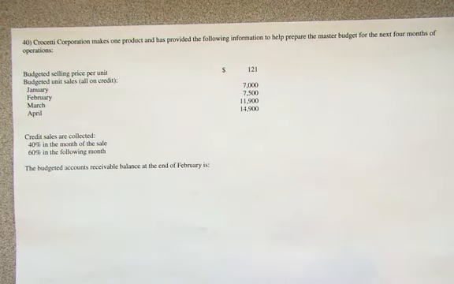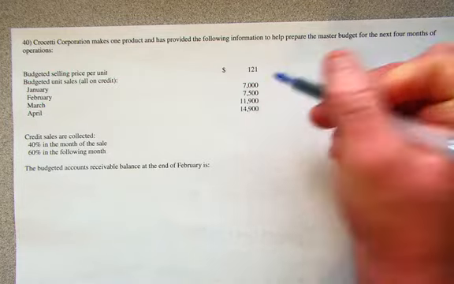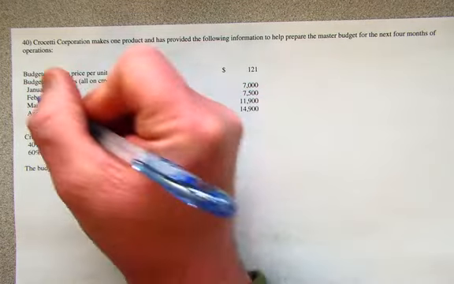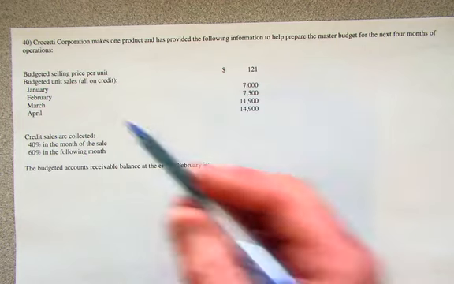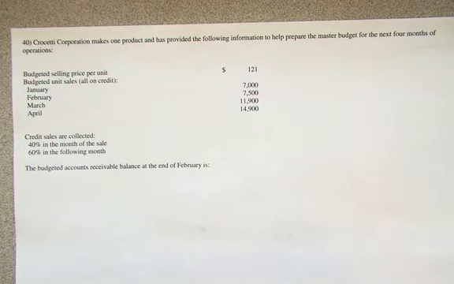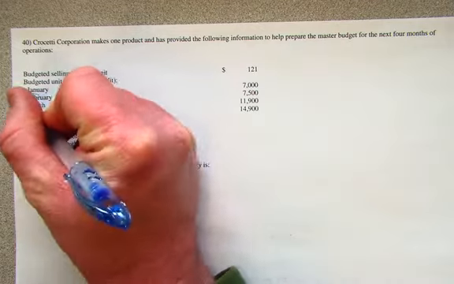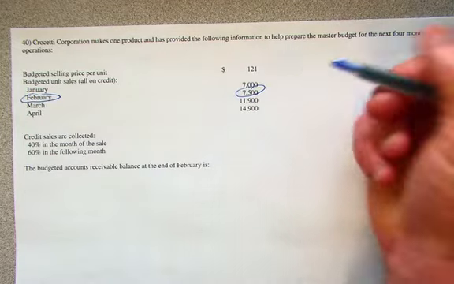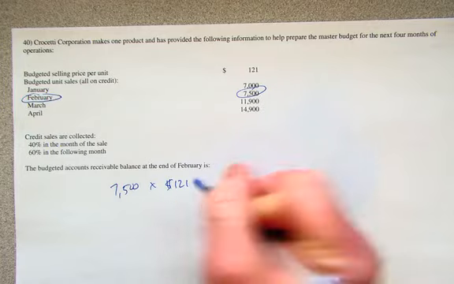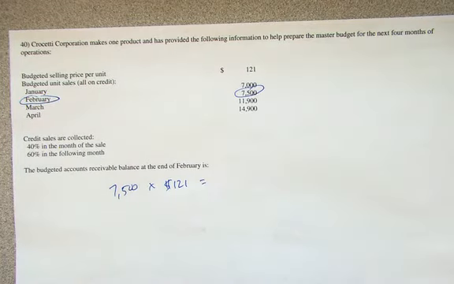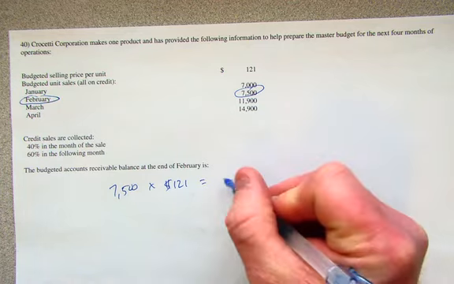Okay, so let's think it through. January sales, what's going to happen there is 60% of them will get collected in February, 40% will get collected in January. So all we really have to do is deal with February's sales. For the month of February, we're predicting 7,500 units sold at a unit price of 121. That means our total sales revenue is 7,500 times 121.